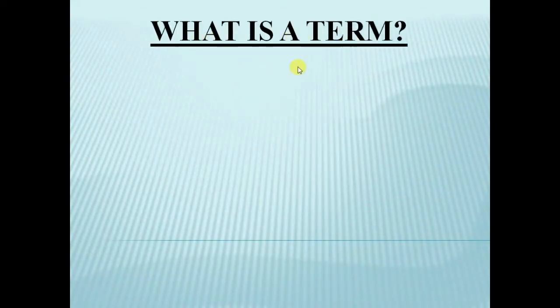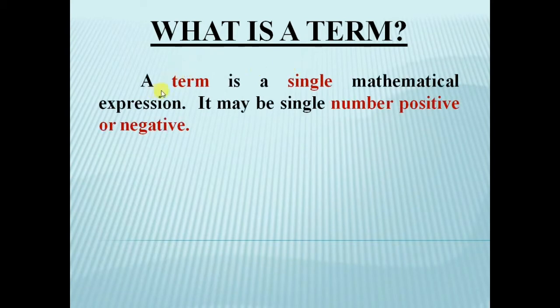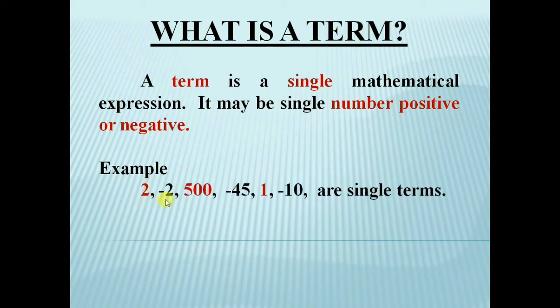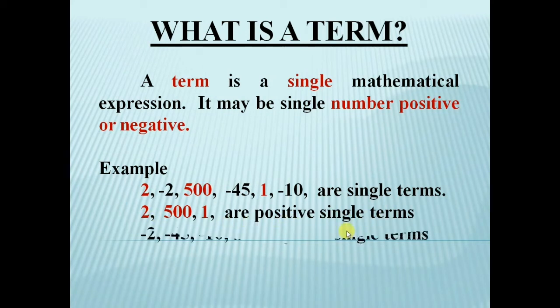What is a term? A term is a single mathematical expression. It may be a single number, positive or negative. For example, 2, -2, 500, -45, 1, -10 are single terms. 2, 500, 1 are positive single terms. -2, -45, -10 are negative single terms.